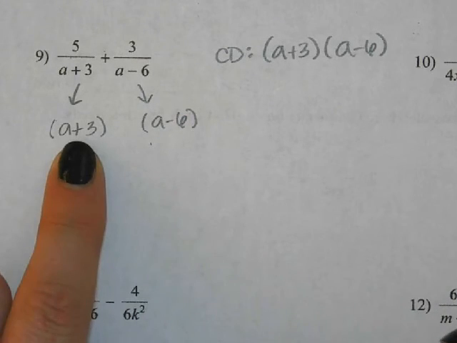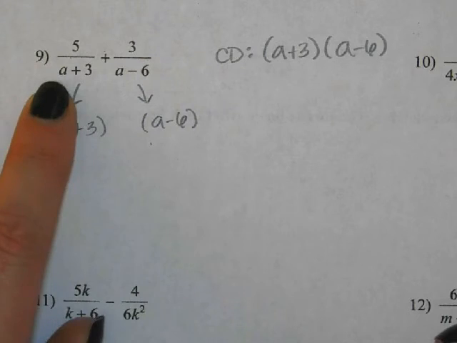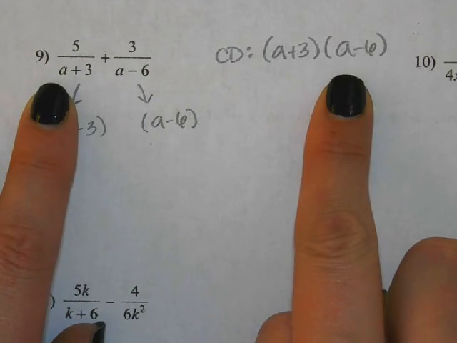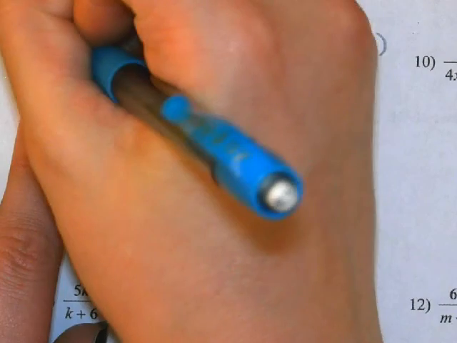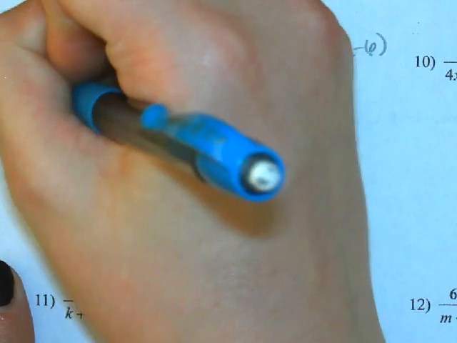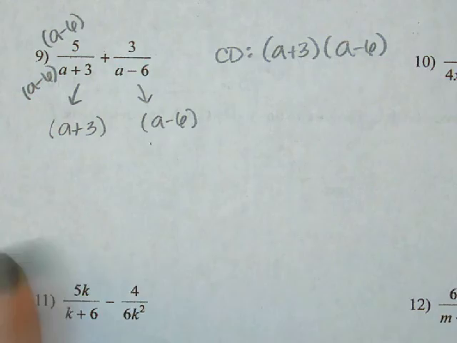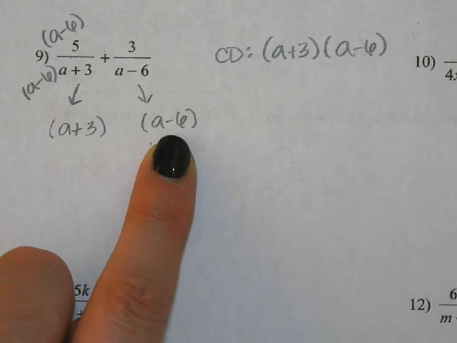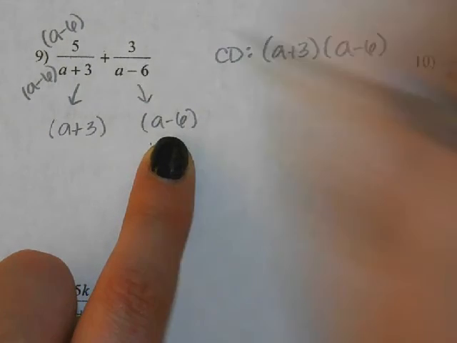So if this denominator is a plus 3, then what does it need to have the common denominator? It needs the a minus 6. If this denominator is a minus 6, what does it need? A plus 3.